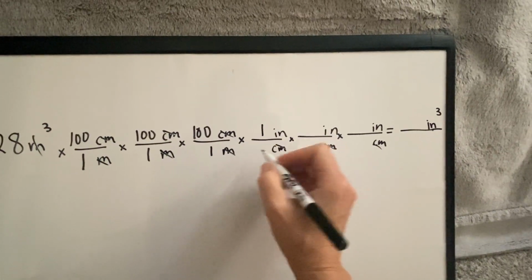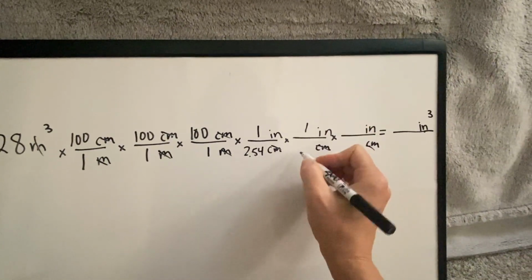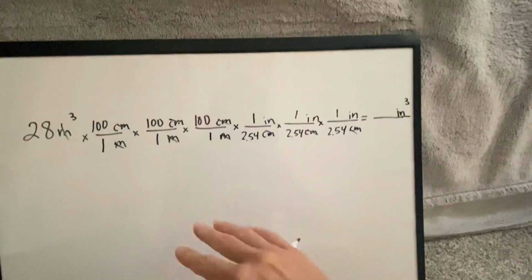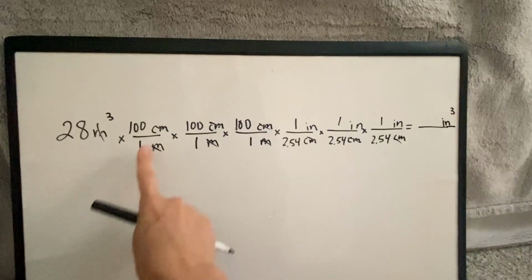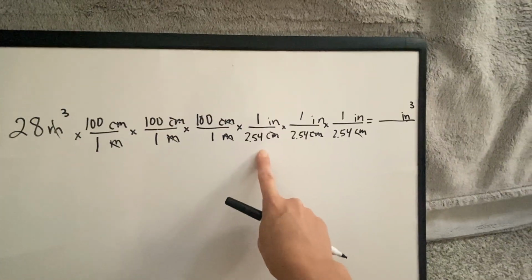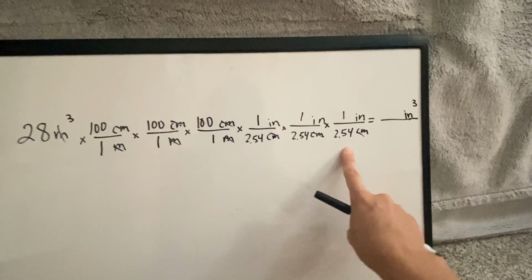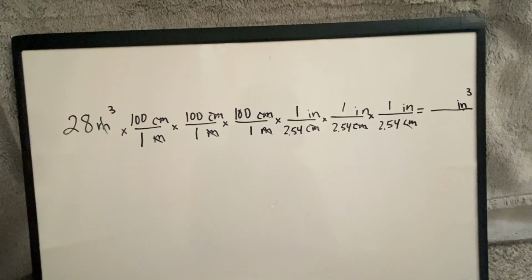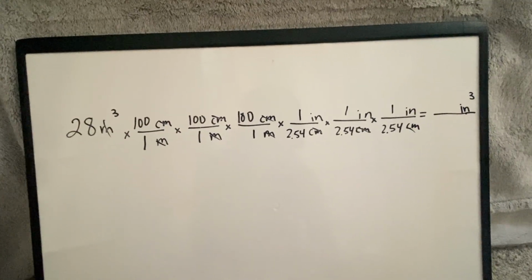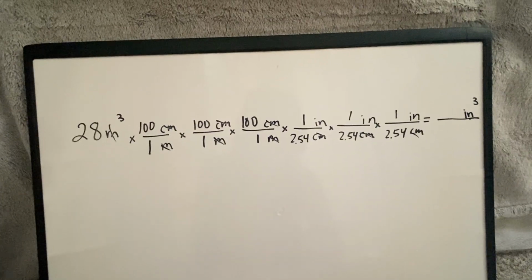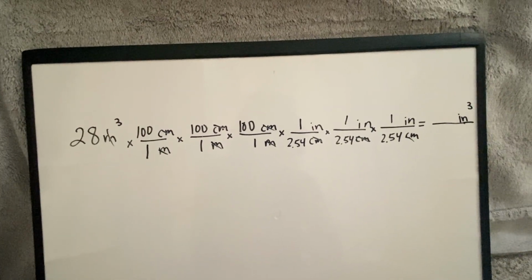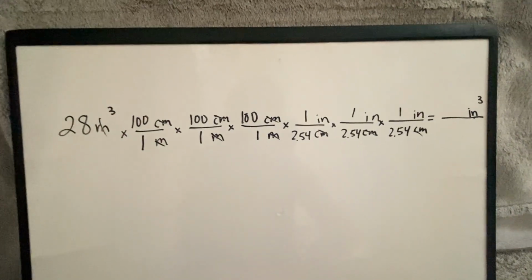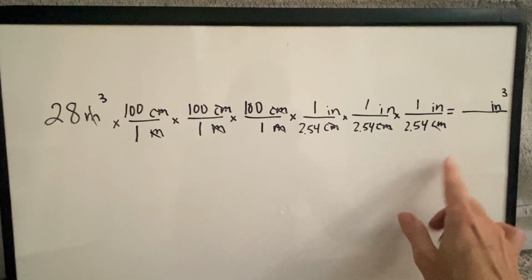Okay, we know that 1 inch is 2.54 centimeters. 1 inch is 2.54 centimeters. 1 inch is 2.54 centimeters. So to find the answer to this question, you're going to take 28 times 100 times 100 times 100 divided by 2.54 divided by 2.54 divided by 2.54. Okay. And you're going to get, let's see, 1,708,664 and 84 hundredths inches cubed. It's a big number. But when you multiply this through in your calculator, that's what you're going to get.